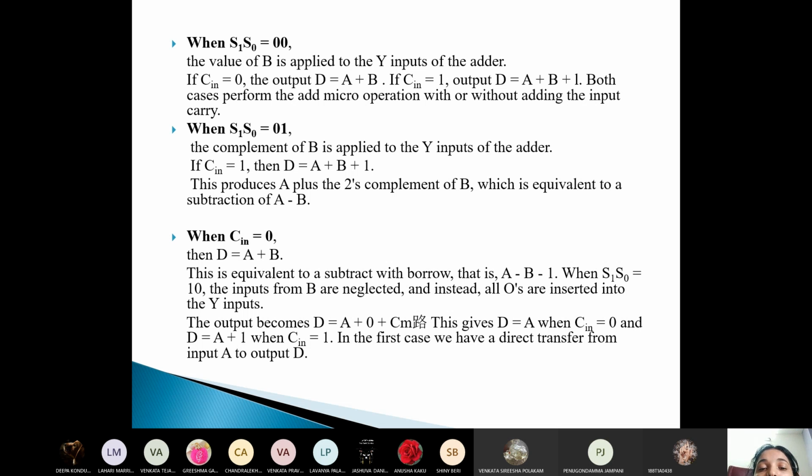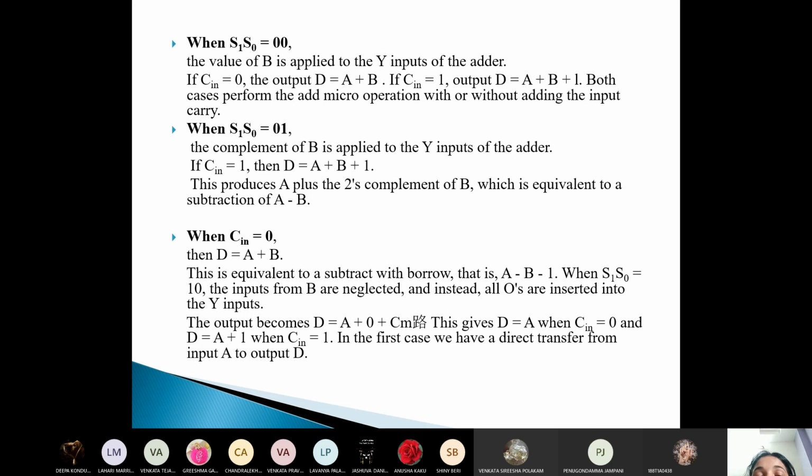So next condition is S1 and S0 equal to 0 1. The complement of B is applied to the Y inputs of the adder. If C in is equal to 1, then D is equal to A plus B complement plus 1. When C in is equal to 0, then D is equal to A plus B complement, the equivalent of the subtraction with a borrow, that is A minus B minus 1.